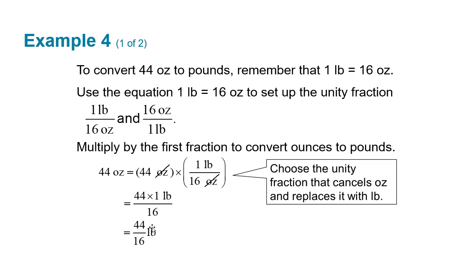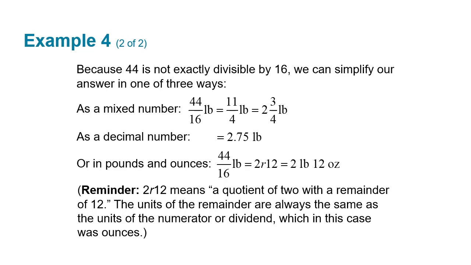Take 44 divided by 16. Reduce it. Do whatever you've got to do. And that's your answer. Now, because 44 divided by 16 doesn't work evenly, it doesn't come out to a pretty whole number, you can write your answer in different ways. You can write it as a mixed number and say that the answer is 2 3/4 pounds, or 2.75 pounds as a decimal, or you could rewrite it in terms of pounds and ounces.